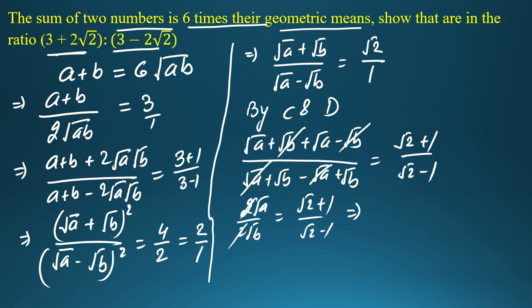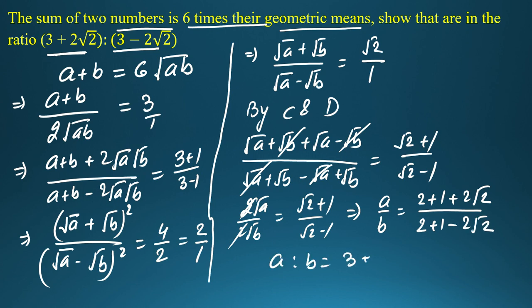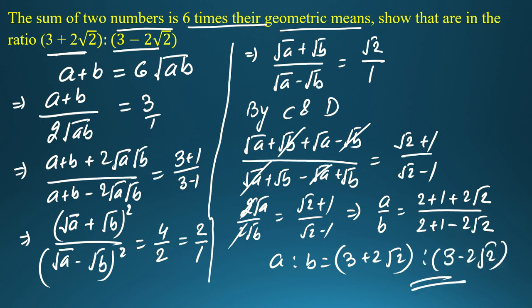Square both the sides, and what you will get here, a/b is equal to, here I am applying (a + b) whole square, so (a² + b² + 2ab) divided by (a² + b² − 2ab). So a upon b, or a ratio b, is equal to (3 + 2√2) ratio (3 − 2√2). Okay, this will be the answer.